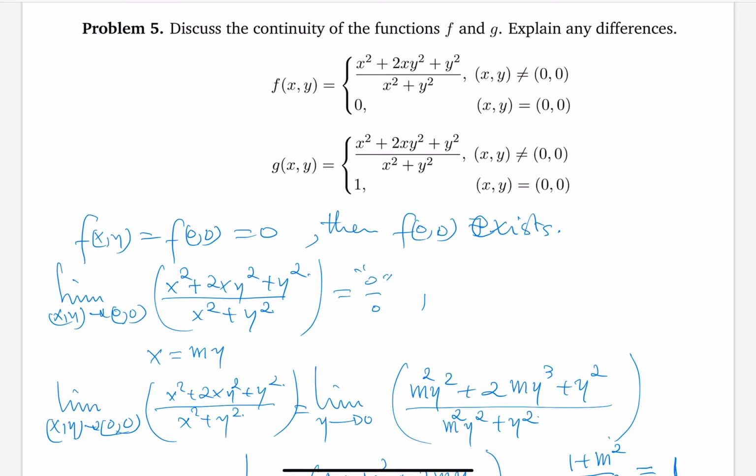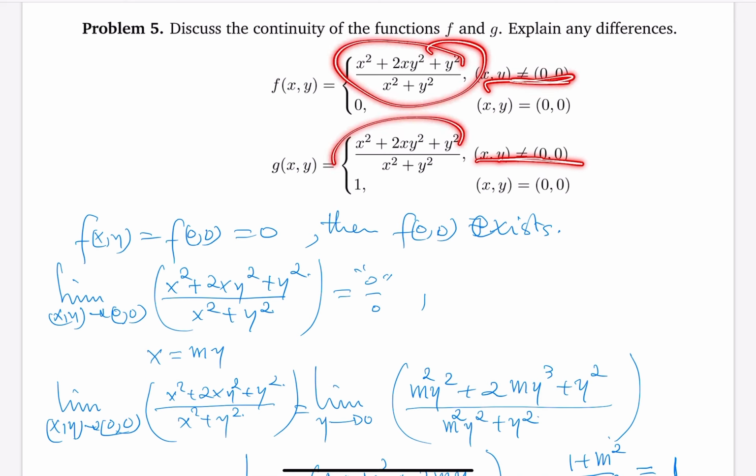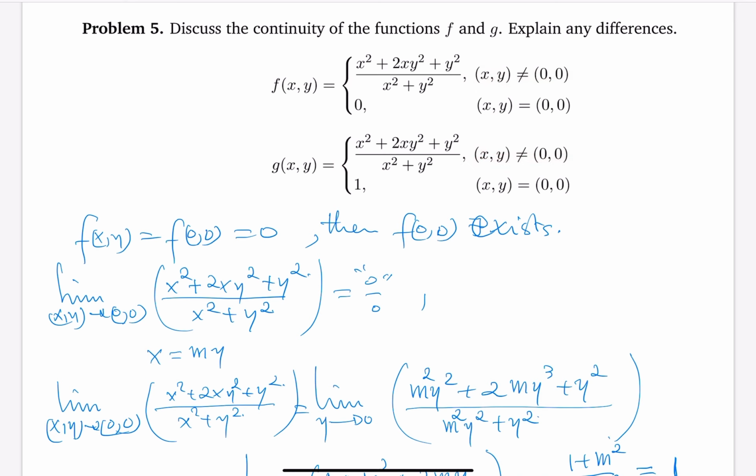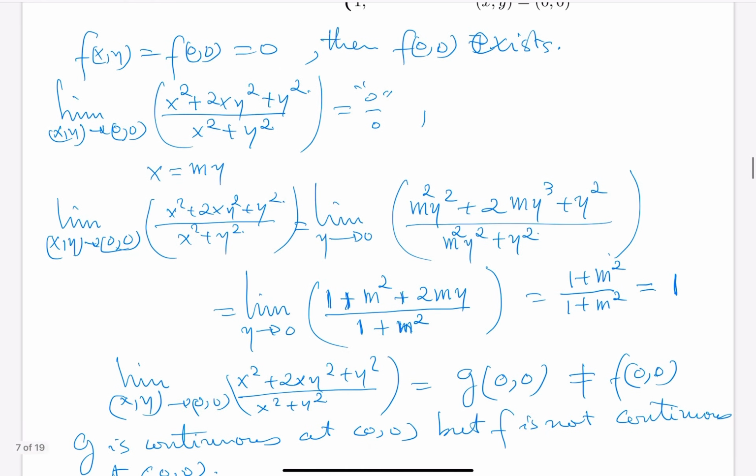And then if you plug directly 0 into that function, f here and g here, for x and y different from 0, they are the same. Okay, that's the first thing you have to realize. If you plug in 0, the top and the bottom, if you replace x and y by 0, 0, you will have 0 over 0, and then you can do anything. So then you have to set up a path. Let's choose the path x equals my.